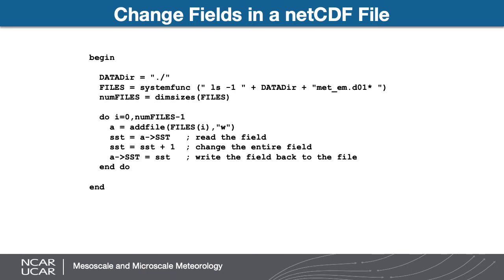Again, this is because NCL is a zero-based language. We're going to read in each file one at a time, and then we're going to read in SST. We're going to say SST equals SST plus 1, and then we're going to write it back out to the file. We're going to do this for each file, and it's really that simple, just to change your field.